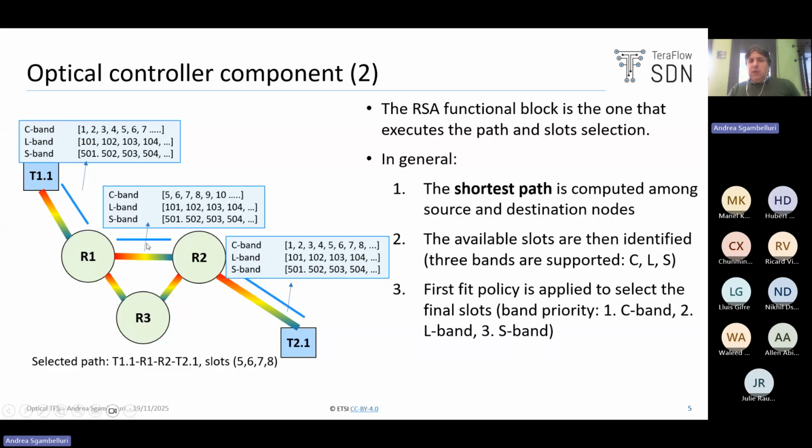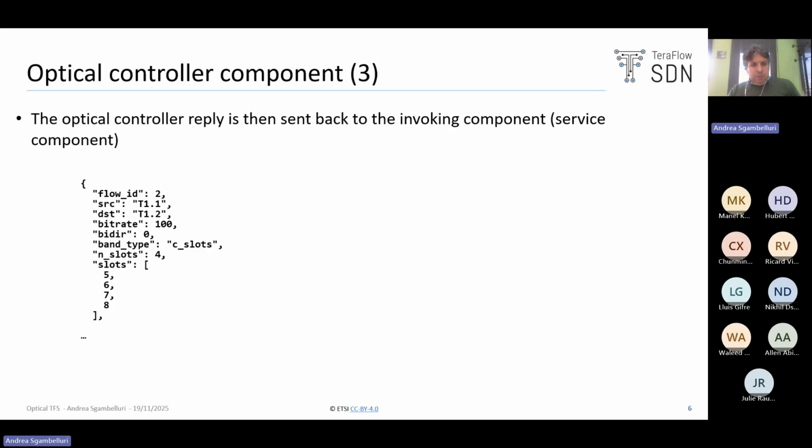As an example, I put here that the middle link does not include all the slots, but we start with the first fit policy to select the first slots available to deploy the optical connection. Finally, this optical slot availability is updated in order to keep in consideration that this slot has been deployed.